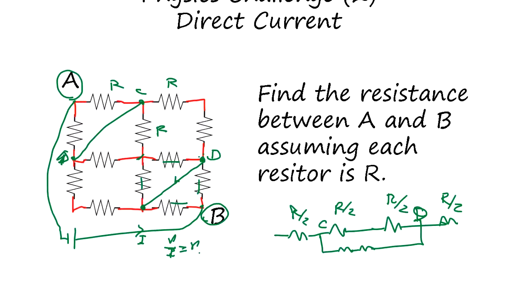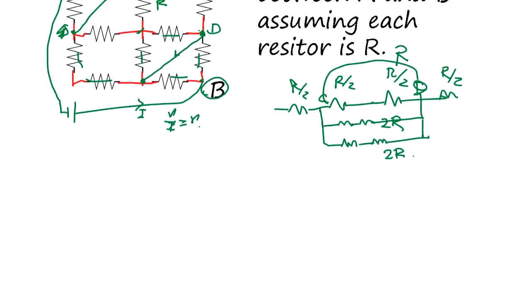And another one is this guy and this guy. Again, another resistor. So this one is 2R and 2R. Okay, and this one together, it's R. And this guy together, R.